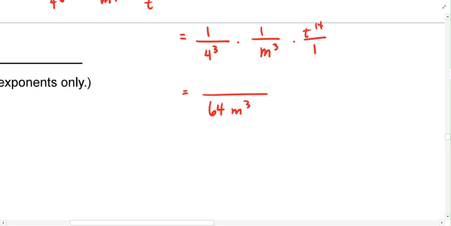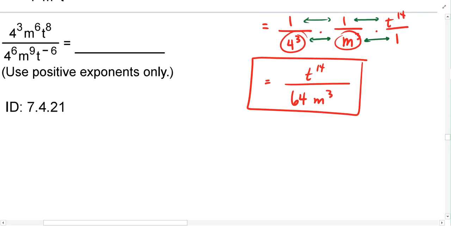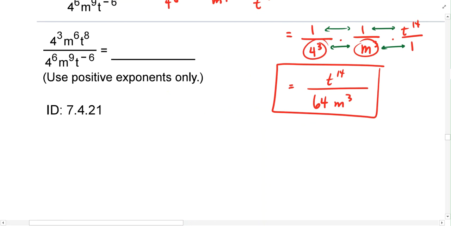Now those two elements still remain in the bottom of a fraction, while t to the 14th stays on the top. So the end result that we get here is the combination of all three of these fractions. And again, if it's not abundantly clear, we're just reminding ourselves now that when multiplying fractions, we can multiply straight across, numerators with numerators, denominators with denominators. And we're left with t to the 14th power from the collection of numerators and 64m cubed in the denominator as a collection of the denominators.